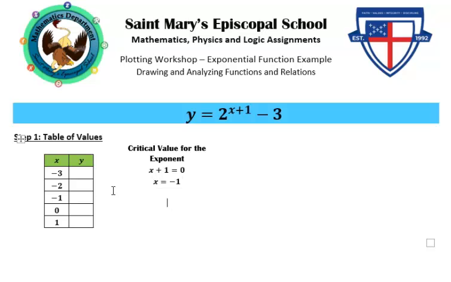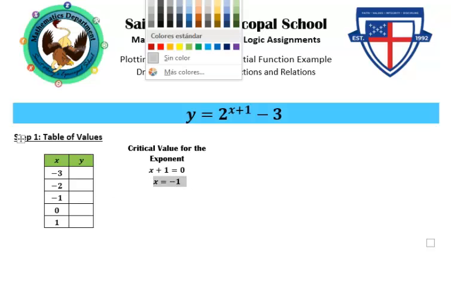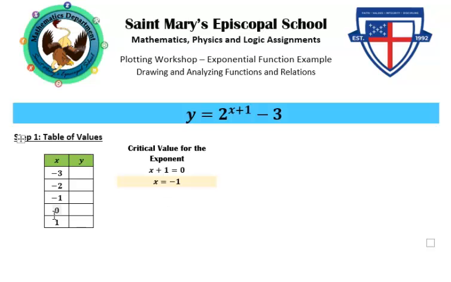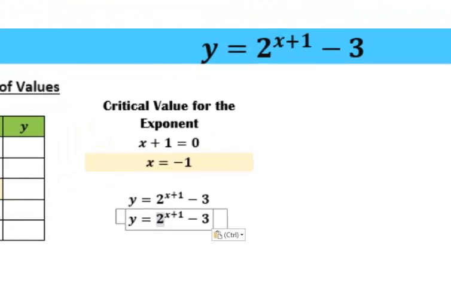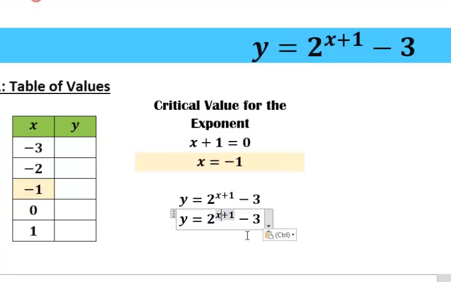Once I have located which number goes in the center, which is minus 1 in this case, I fill in the table and then I copy the formula: y equals 2 raised to the power of x plus 1, minus 3. With that formula in mind, all I have to do is substitute x with the numbers of the table. On the first case, I'm going to use minus 3.